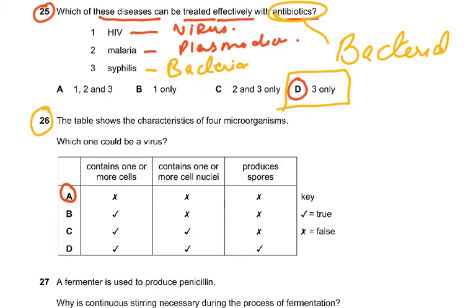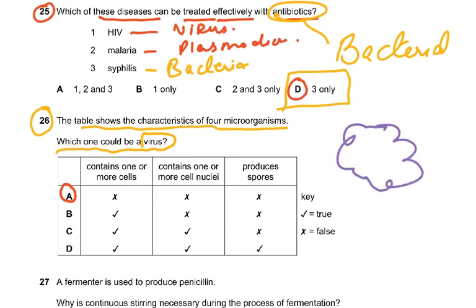Question 26. The table shows the characteristics of four microorganisms. Which one could be a virus? Now you know this, many times I've said a virus has only got a protein coat, and inside this it has either a DNA strand or an RNA strand. So the DNA or RNA is a nucleic acid. Contains one or many cells? No, it's only one. It's not even a cell. This virus is not even called a cell.